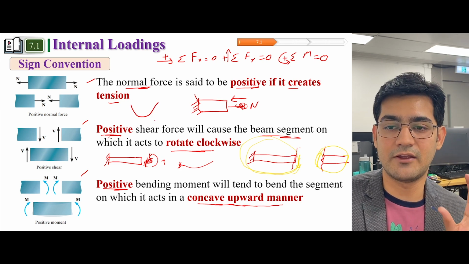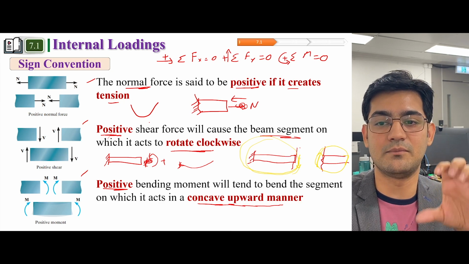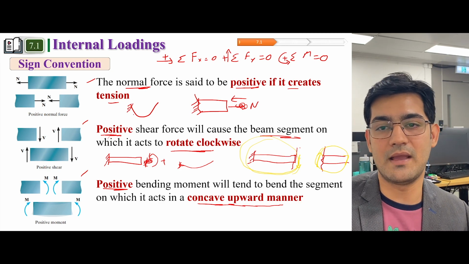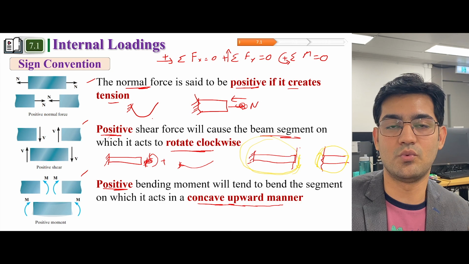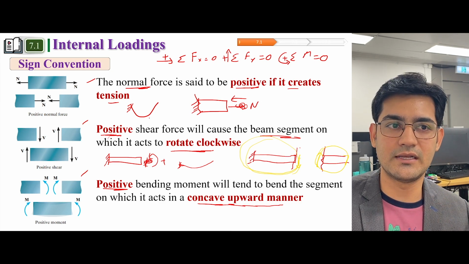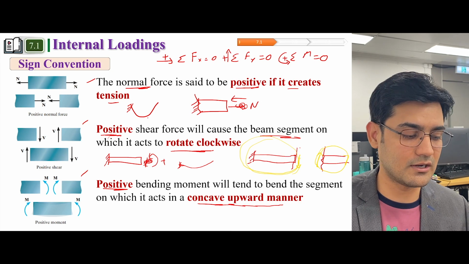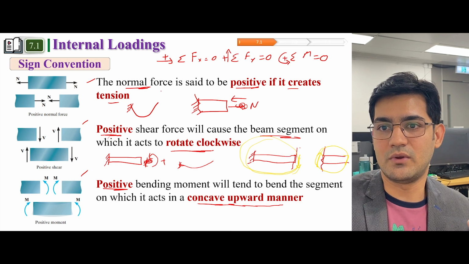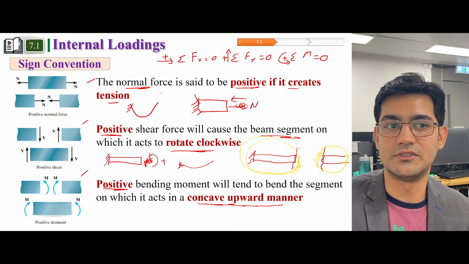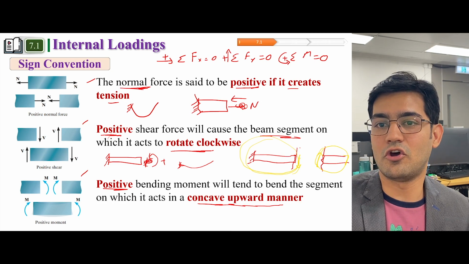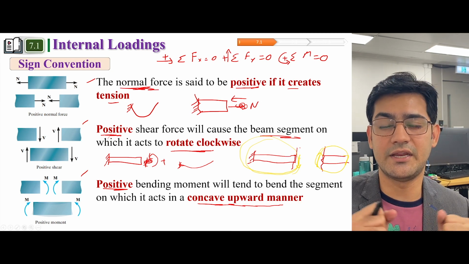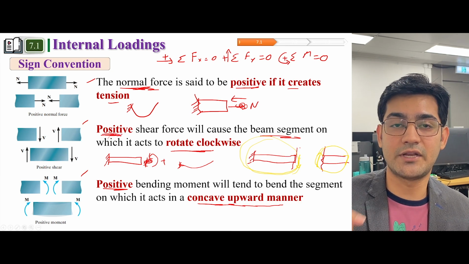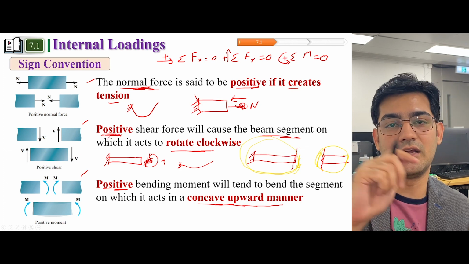So if we assign some direction on a bending moment, and that bending moment will make this beam bend in a concave upward manner, then this kind of bending moment would be considered positive. Now, when we do this example in the next slide, it will become more clear how this all works. But for now, just again, we'll do this one more time and then we'll move towards the example. So for normal force, it is positive if it creates tension. For shear, it's positive if it rotates the beam or a structural member clockwise.